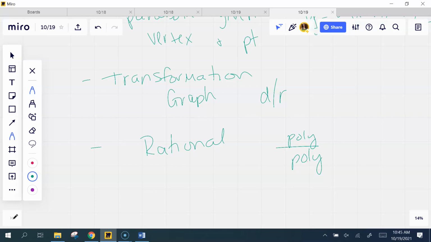Everybody's will not look the same. Everybody's is going to look a little bit different. But this is so that you can interpret everything you know. And this is kind of the put it all together question.